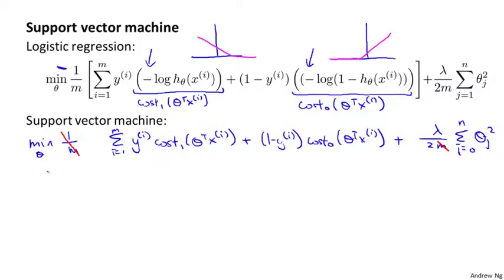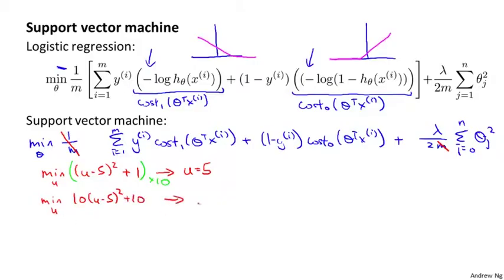Here's what I mean. To give you a concrete example, suppose I had a minimization problem that minimizes over a real number u of (u minus 5) squared plus 1. Well, I happen to know the minimum of this is u equals 5. Now, if I were to take this objective function and multiply it by 10, so my minimization problem is min over u of 10 times (u minus 5) squared plus 10, the value of u that minimizes this is still u equals 5, right?